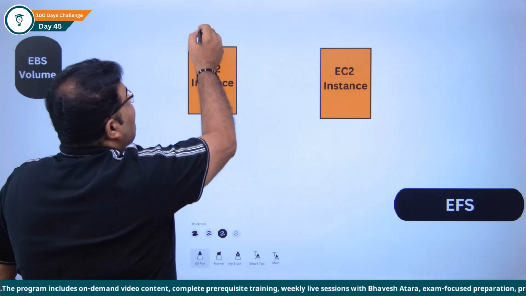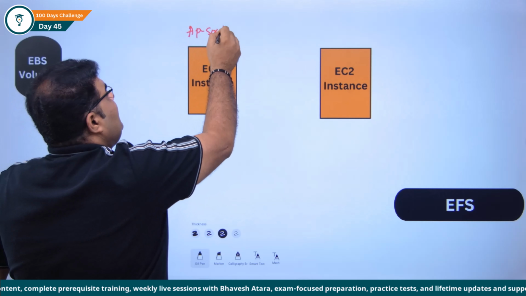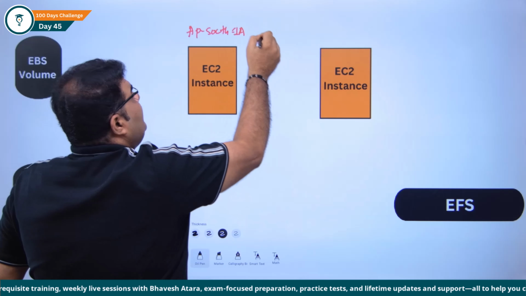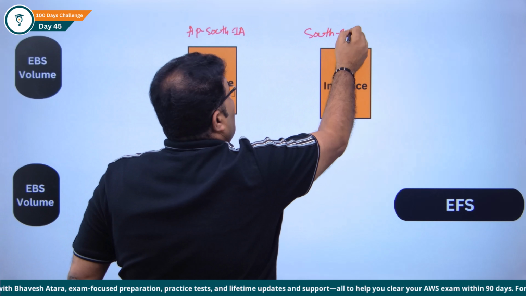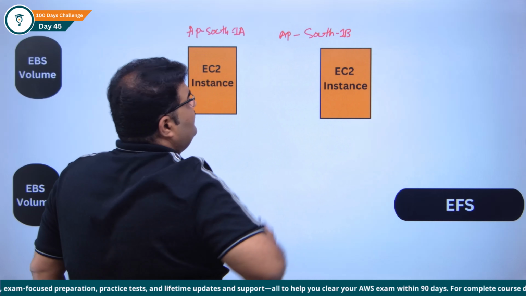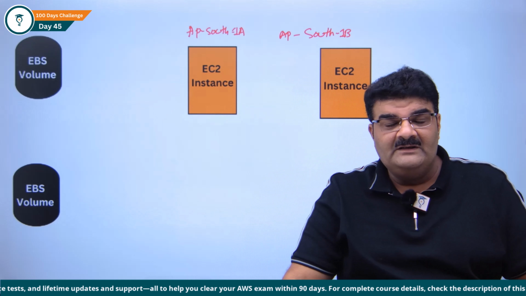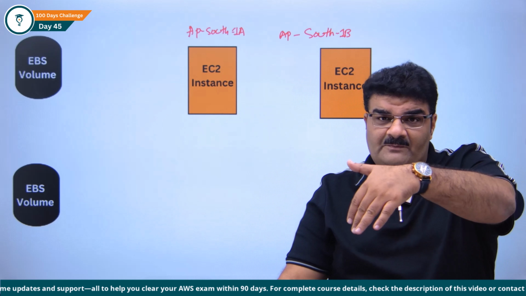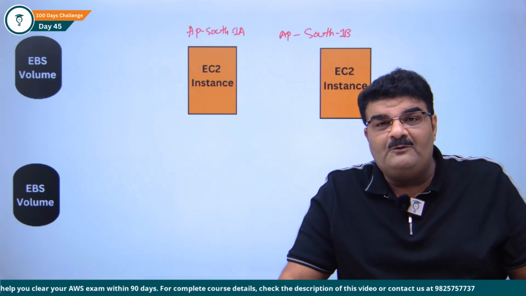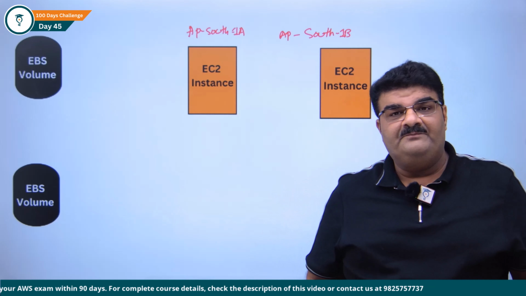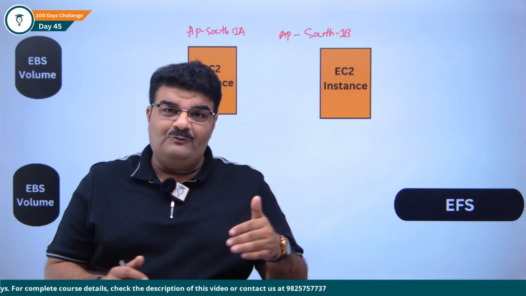So, for example, I have this EC2 instance in AP South 1A, and this EC2 instance is in AP South 1B. Okay. So, I have two EC2 instances in separate availability zones. Now, users can open the website from any of these EC2 instances, and I have to provide them an identical website. Now, suppose I'm not using EFS, I have to use EBS.